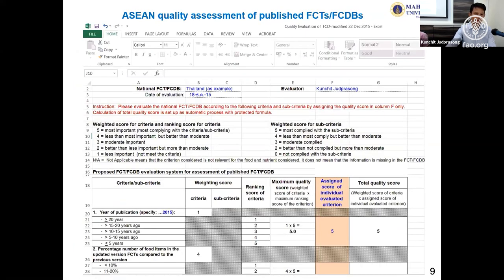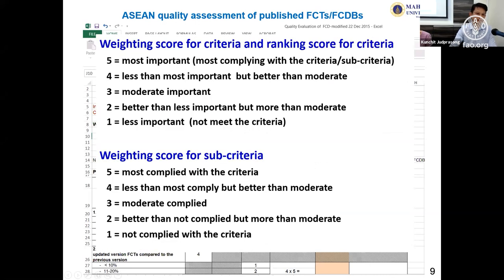Okay, the quality assessment system is also evaluated by the user using the Excel template. I think it is the same as the INFOODS framework, but much easier than the framework. Before we go into detail, may I introduce the rating score and ranking score for the criteria. 5 represents the most important or most compliant with the criteria or sub-criteria, and descending to 1, less important, meaning it does not meet the criteria. It is the same as the rating score for the sub-criteria. 5 represents the most compliant with the criteria, and 1 is not compliant with the criteria.